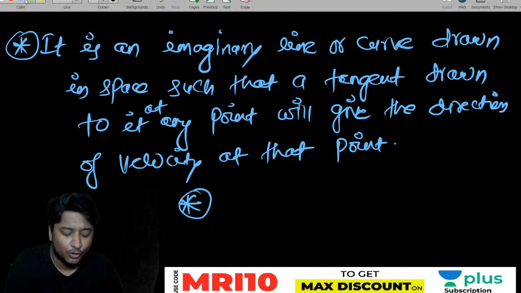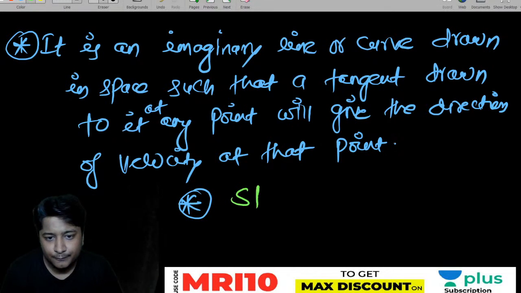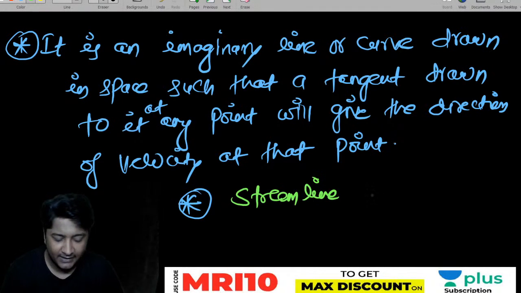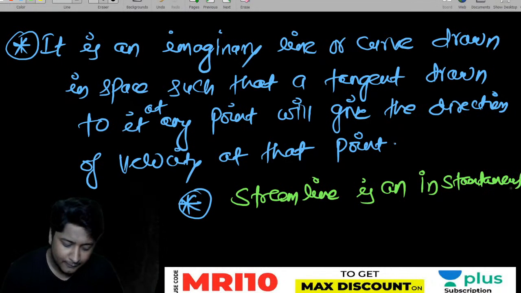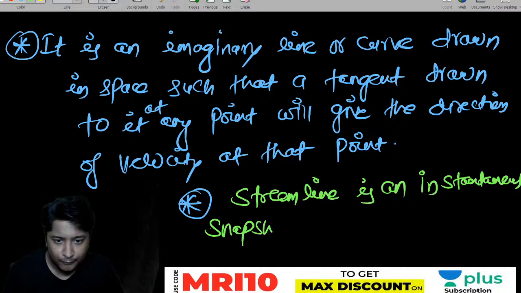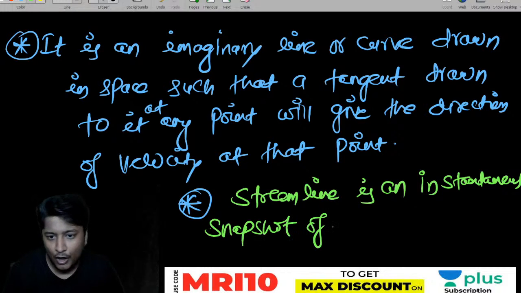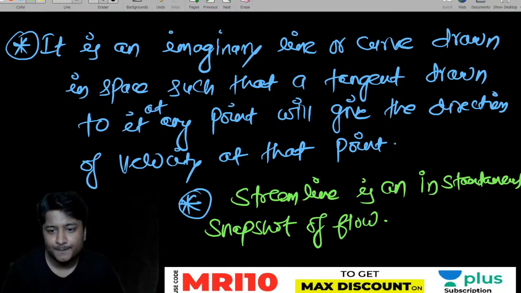Second point which I told you, that a streamline is an instantaneous snapshot of flow. Streamline is an instantaneous snapshot of flow.